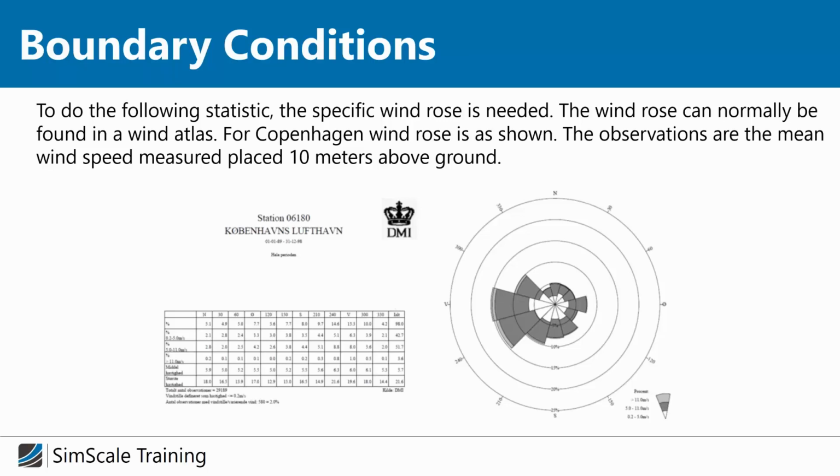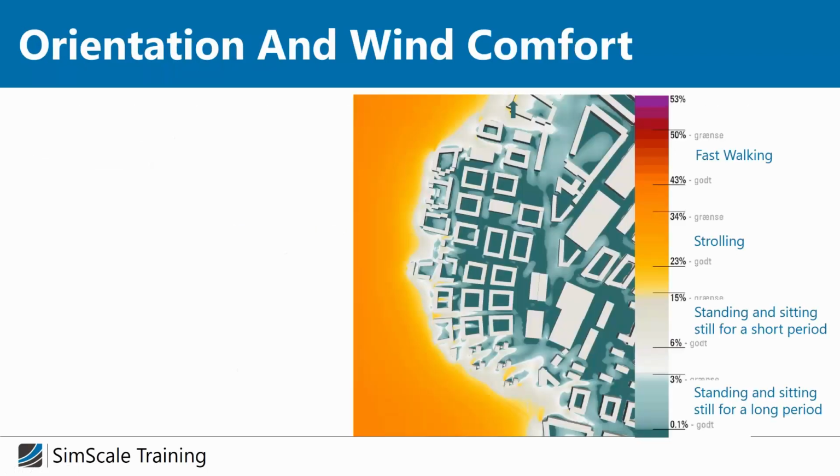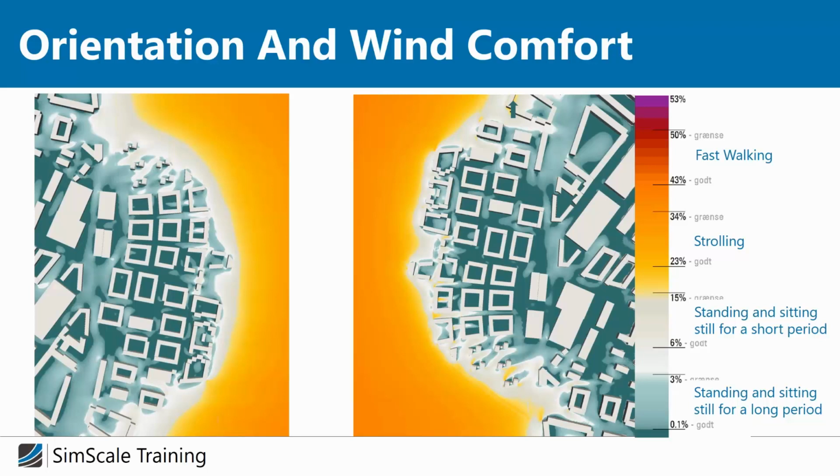Remember, you don't get the criteria directly from CFD, but the velocity, which is proportional to the comfort when you have the right statistics on it. The orientation of your area is very important. Here we have made a small fantasy village or city where we have it turned to a western coast, and then we did the same city and switched it over to having an eastern coast.